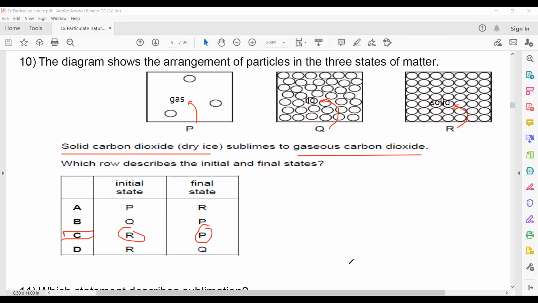So these are some questions related to the topic. We'll continue this discussion tomorrow as well and do more questions from the particulate nature.